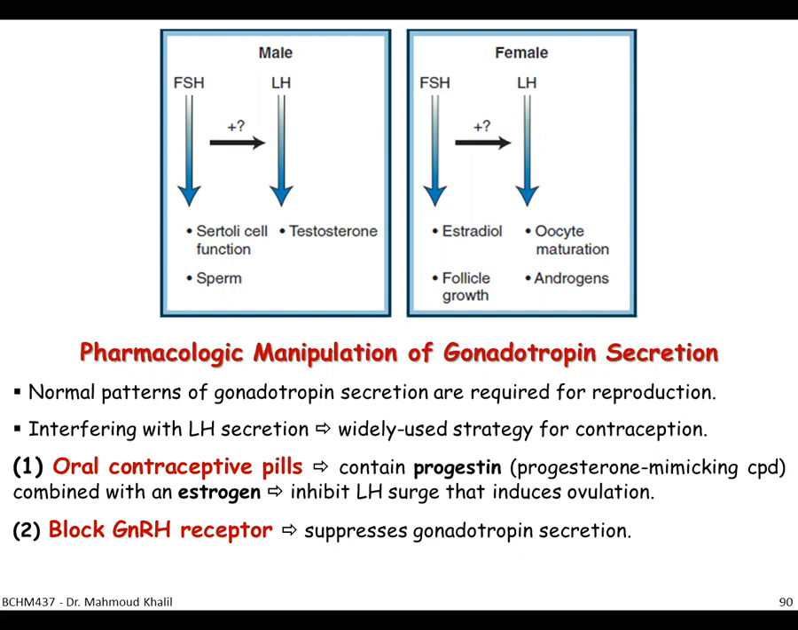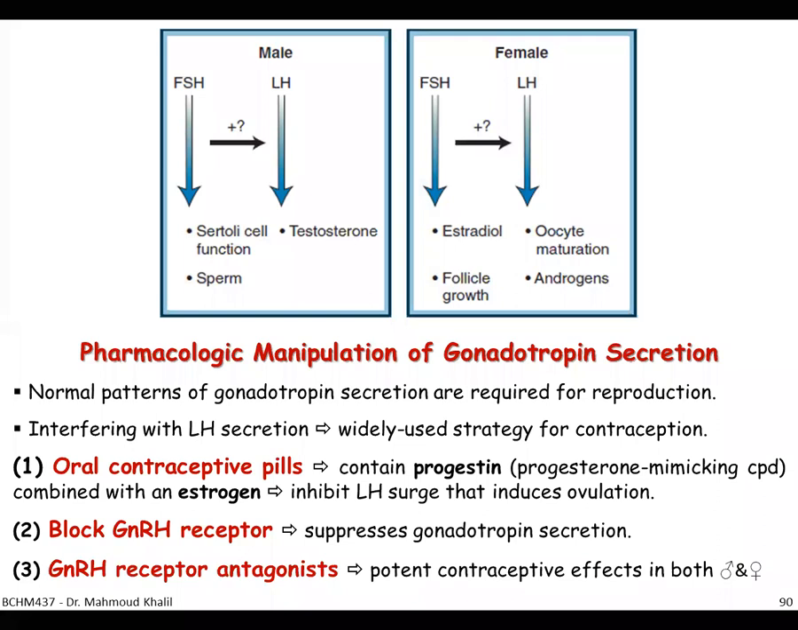That means these receptors are located on the surface of the gonadotrophs in the pituitary gland. So when you use a medication that inhibits or blocks this receptor, this will stop the binding of the gonadotropin releasing hormone to that receptor. And of course, this will suppress the gonadotropin secretion. The third approach is the gonadotropin releasing hormone receptor antagonists. In this case, this molecule will bind and block the receptors as well. And these have a potent contraceptive effect on both male and female.